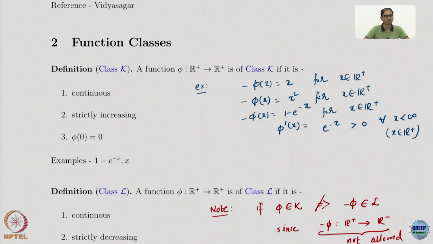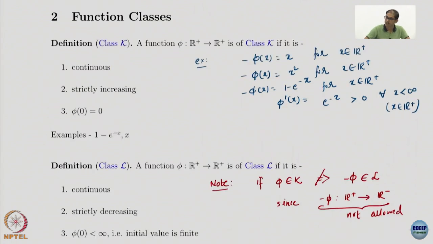Is that clear? This is what is a class K function. Remember, arguments are always scalar valued, non-negative reals, and the image is also scalar valued, non-negative reals, okay? So scalar valued functions are all we are talking about. Do not ever design a vector valued function or a vector argument function and think of it as class K. No. There is no such characterization.